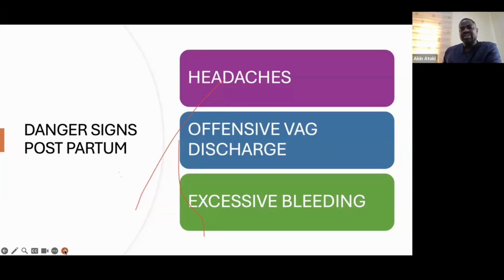Now, offensive vaginal discharge might also mean that there's what we call puerperal sepsis. When I was mentioning the causes of maternal death earlier in the presentation, we talked about sepsis as one of the commonest causes of maternal mortality. So if you deliver and there's an offensive discharge a few days after delivery, it might be a sign that you're having puerperal sepsis. Sometimes there's a retained product of conception, a retained membrane or placental tissue that was not expelled at delivery, that is causing some infection.